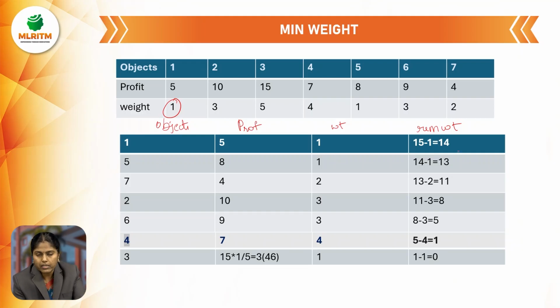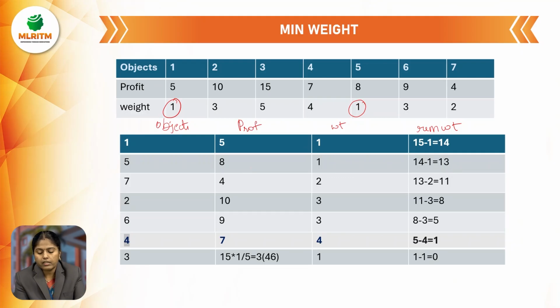So again 15 minus 1 equals 14. Next you have to check for the next minimum weight. The next minimum weight is again 1, so we have to consider this. Now what is the object here? 5. What is the profit here? 8. What is the weight here? 1. Again 14 minus 1 equals 13.